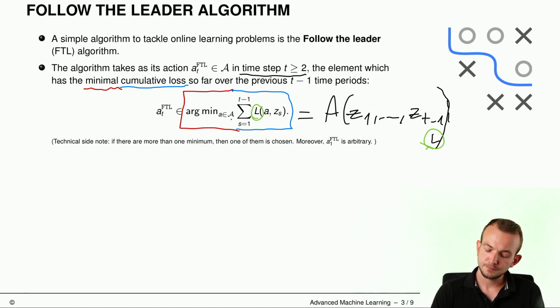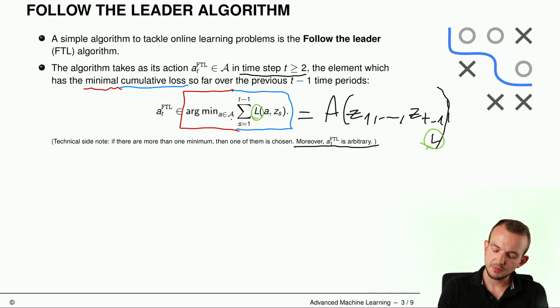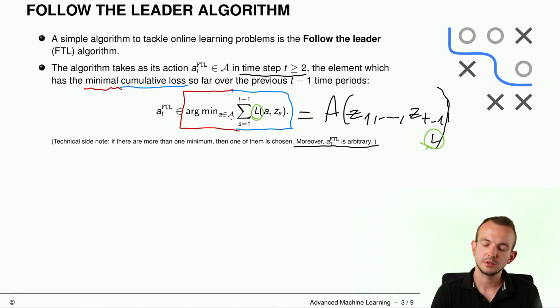And one artifact, let's say, of this basic online learning protocol is that we first choose an action and then only see the environmental data point. So in the very first time step we don't have any data, we don't have any environmental data point, so this sum here is void, and to make this well defined we simply say, well, we choose the first action arbitrarily.